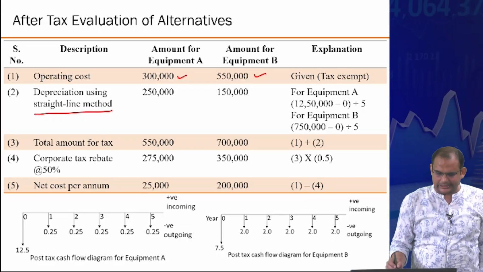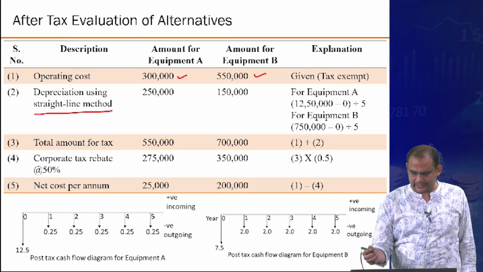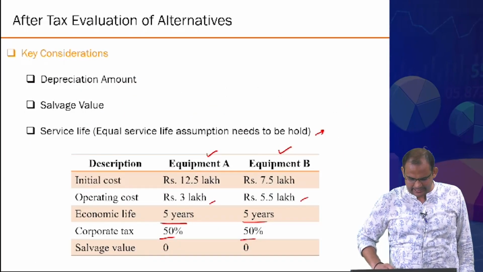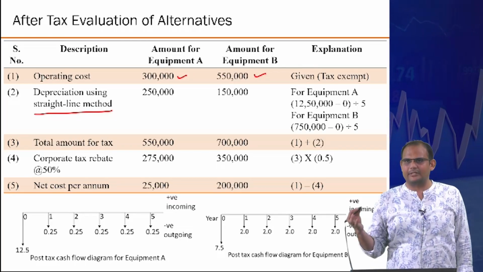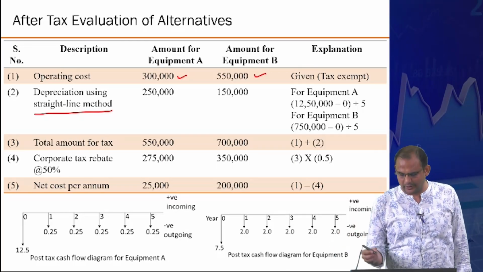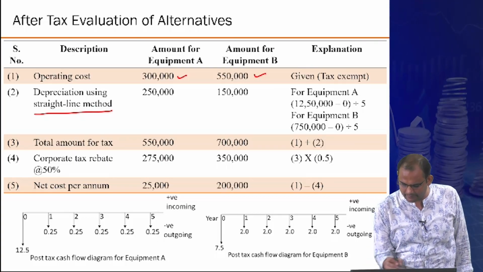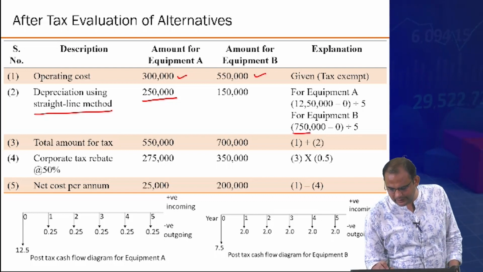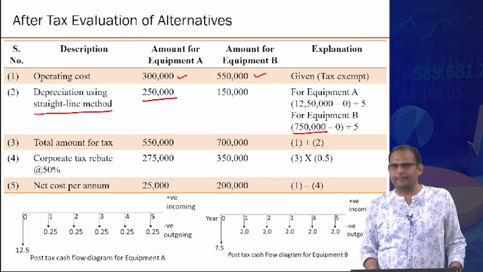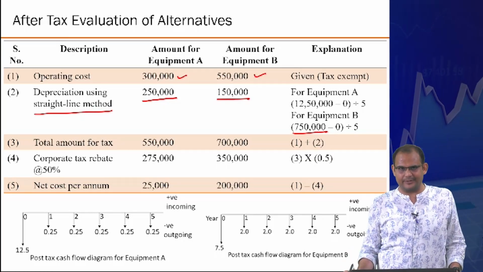Depreciation amount using a straight line method. So in this case, for equipment A, there is no salvage value given, so we are assuming salvage value is 0. So your total amount that you need to depreciate is what? 12,50,000 over 5 years for project A. So that will come out to be 2,50,000 rupees per year. And for equipment B, the total is 7,50,000 divided by 5 because you are dealing with straight line method. That comes out to be 1,50,000, right?